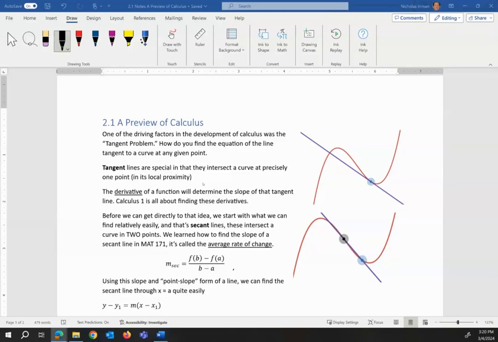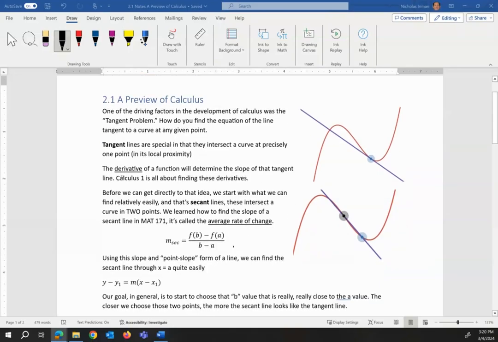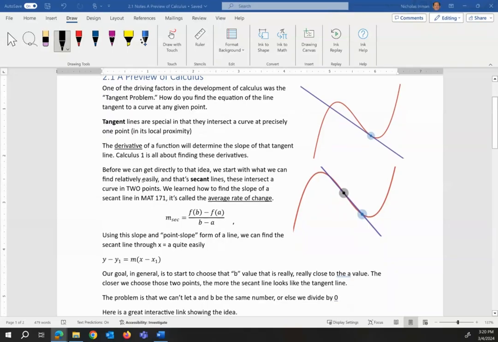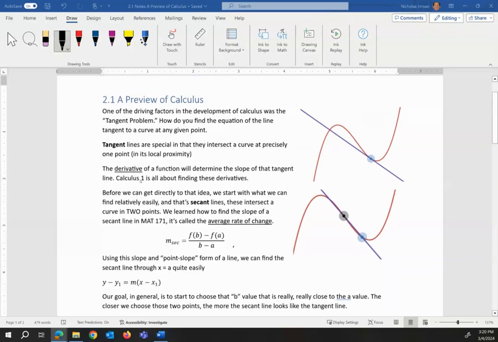The derivative of a function, something that we're going to talk about a lot in chapter 3, is how we calculate the slope of that tangent line. And that is the big picture item of calculus 1, finding these derivatives, these slopes. So we can't just jump straight there. Of course, this is math. We kind of have to know how it works and why it works.